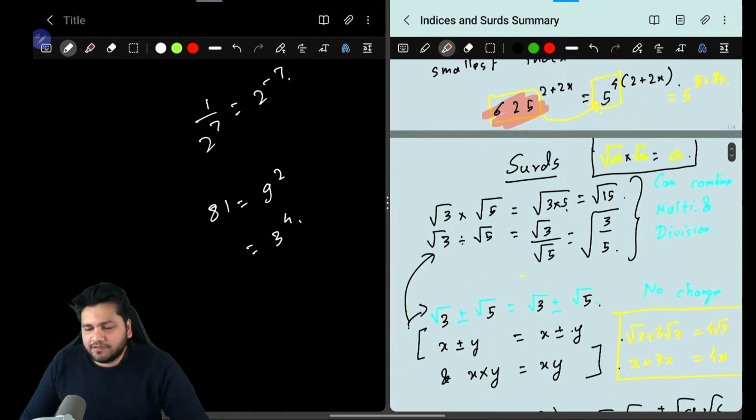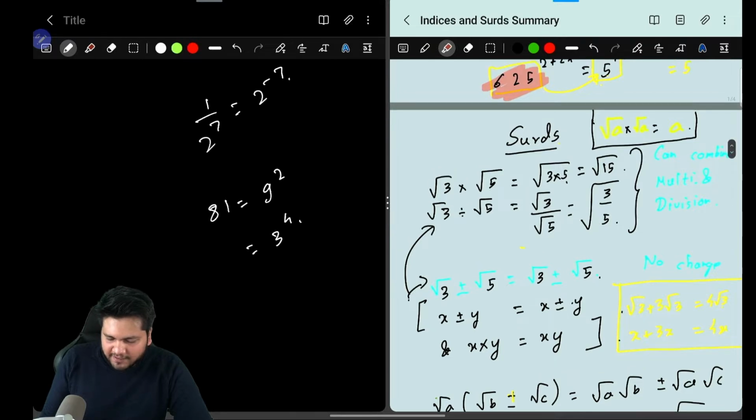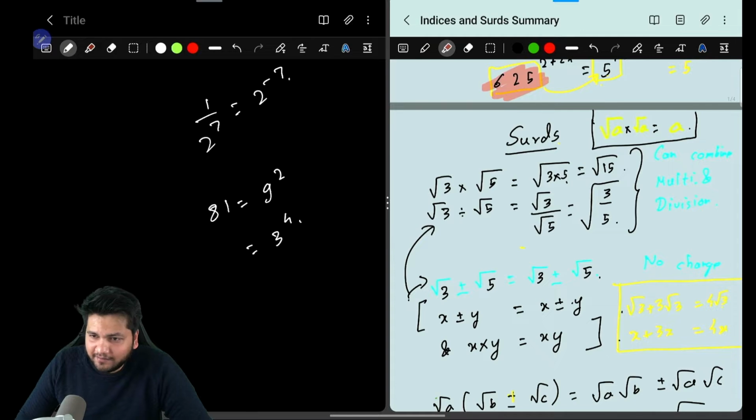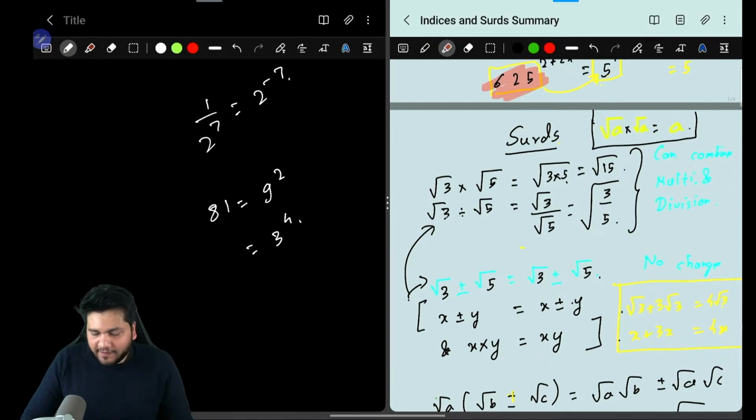Now, the second part of this topic is surds. So in surds, these are the properties of surds. So when it comes to multiplication, that is root 3 into root 5, that is nothing but root of 3 into 5, you can combine. That's going to be root 15. And for that matter, if I have root 3 divided by root 5, it's going to be root of 3 by 5.